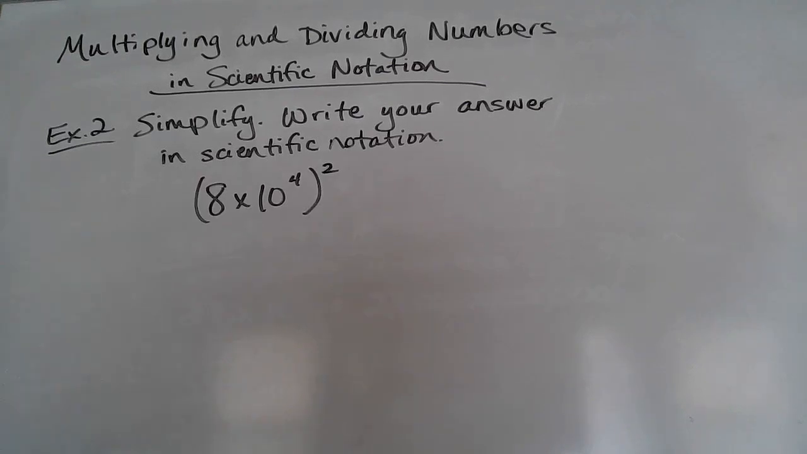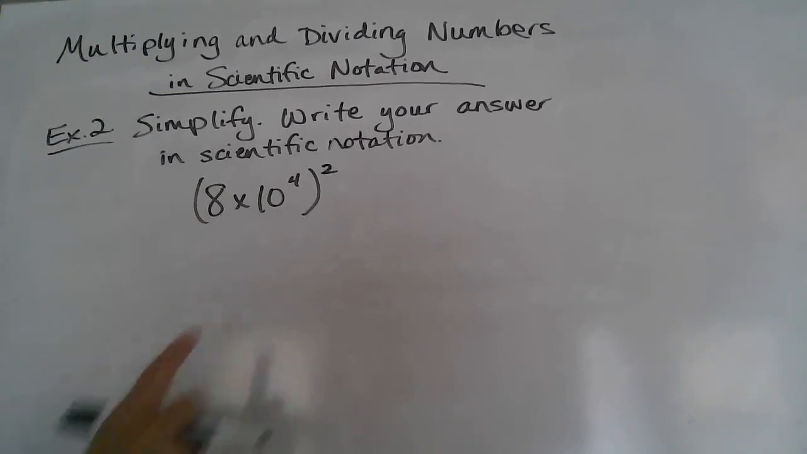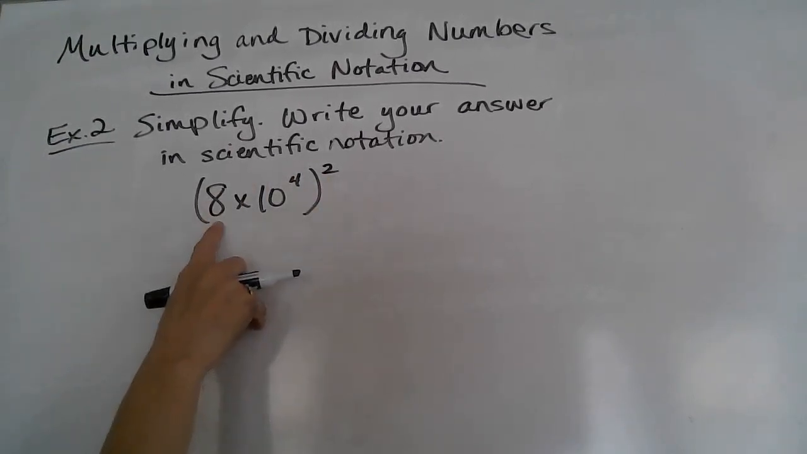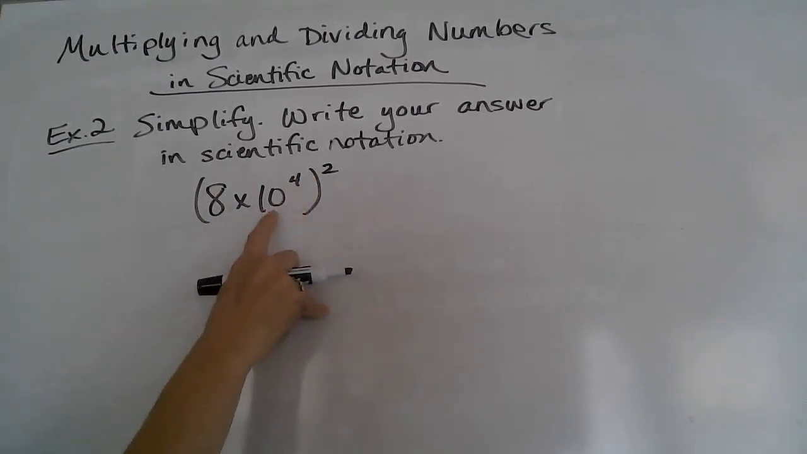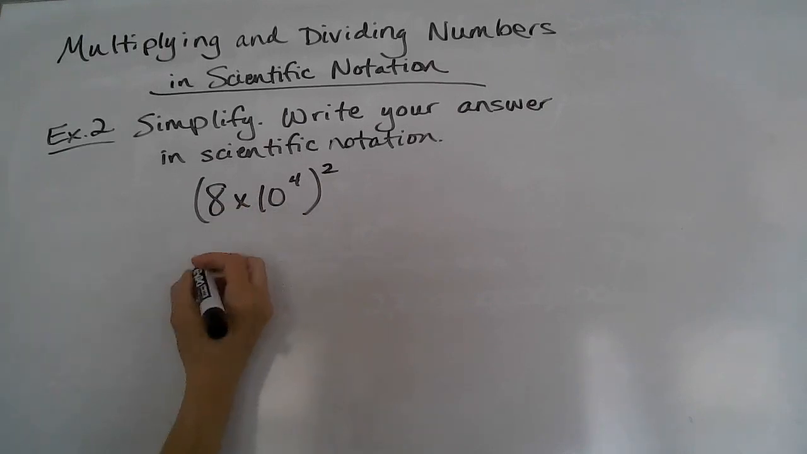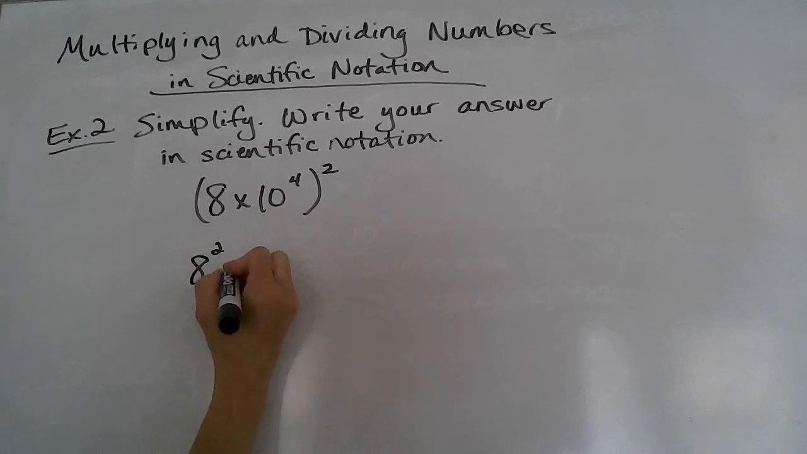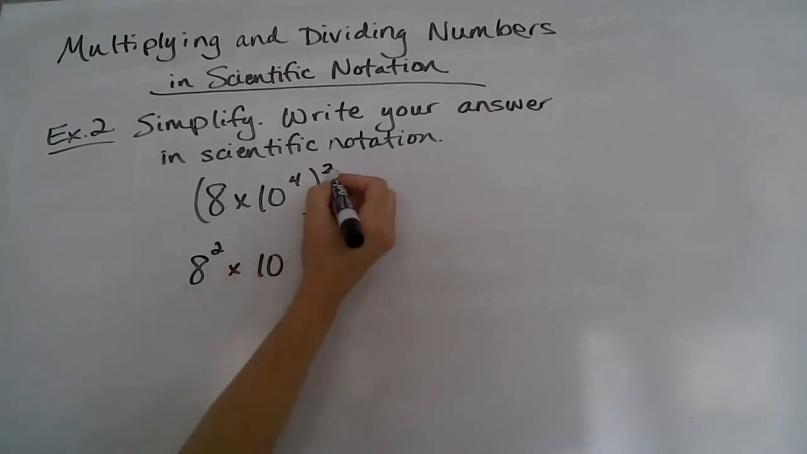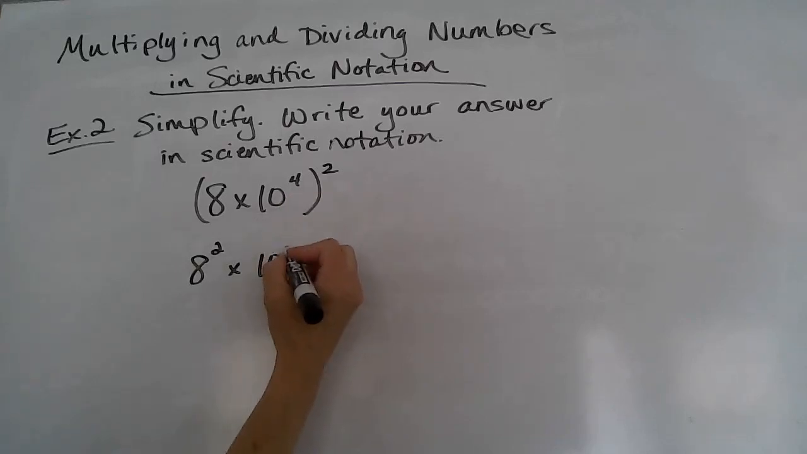Okay, example 2, same directions. And now we have a number written in scientific notation that is being raised to the power of 2. Couple ways you can look at it. You can apply this power of 2 to the 8, and you can apply the power of 2 to the 10 to the 4th, which would give you 8 squared times 10 to the 8th. You have 2 sets of 10 to the 4th.